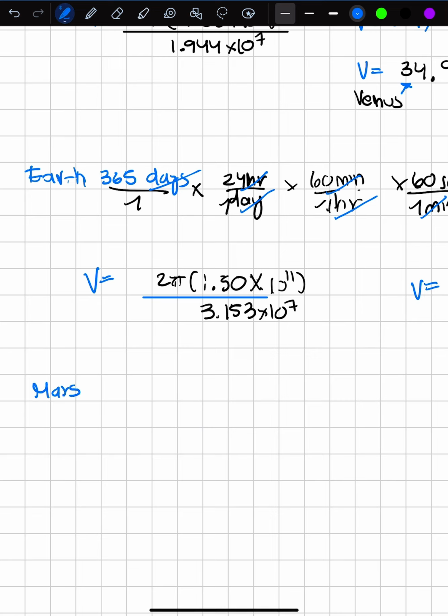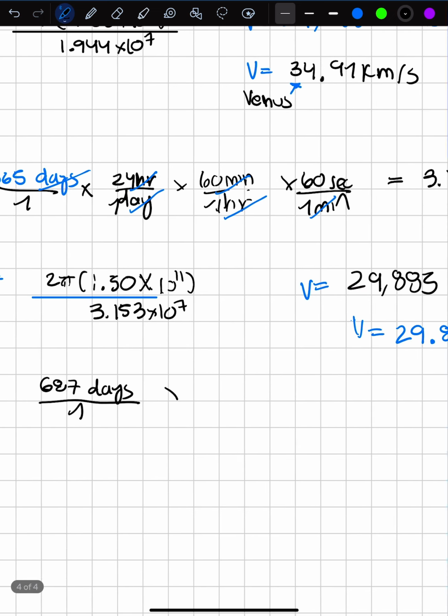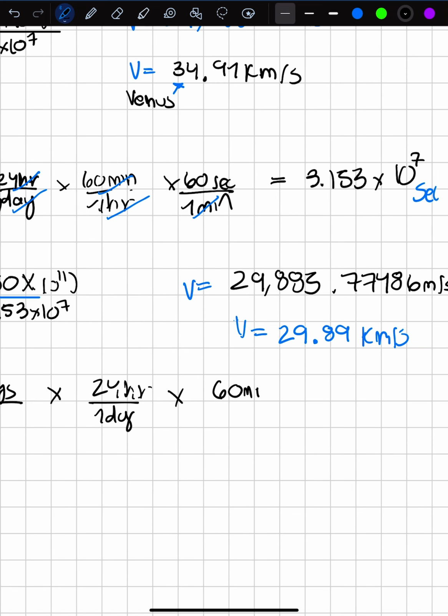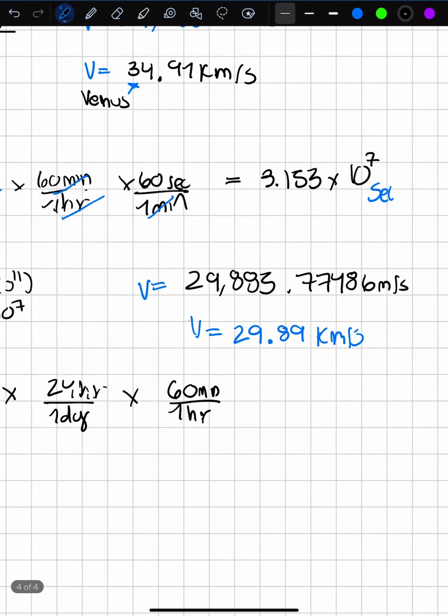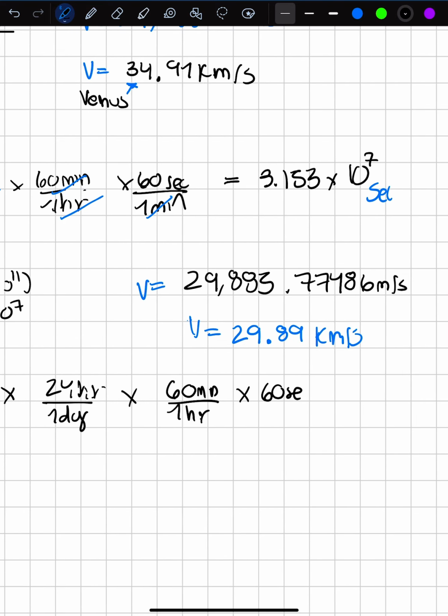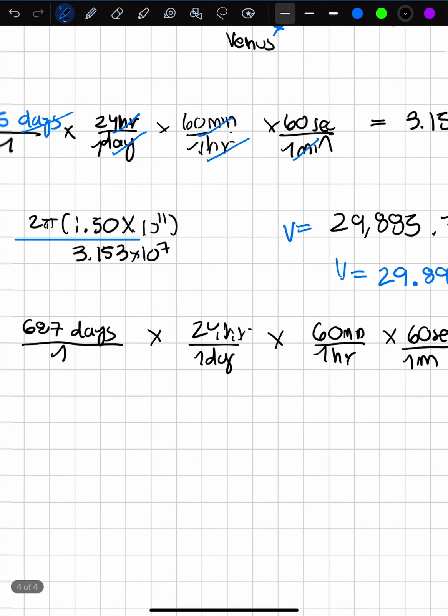Now we have Mars. Okay, for Mars, we're going to do the same. We have 687 days. So let's plug that in and do it right now. 24 hours, 1 day, times 60 minutes, 1 hour, times 60 seconds, for 1 minute. Our final result is going to be 5.936 in scientific notation, seconds.